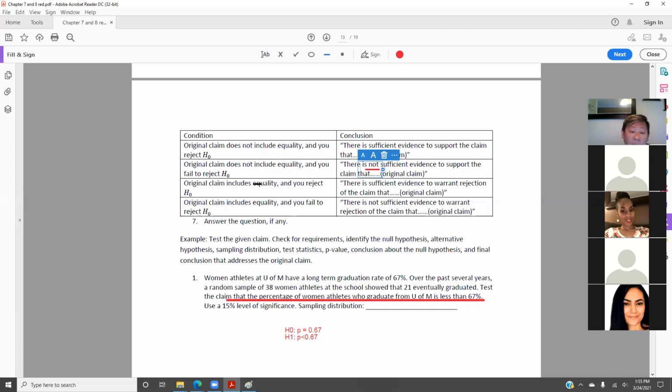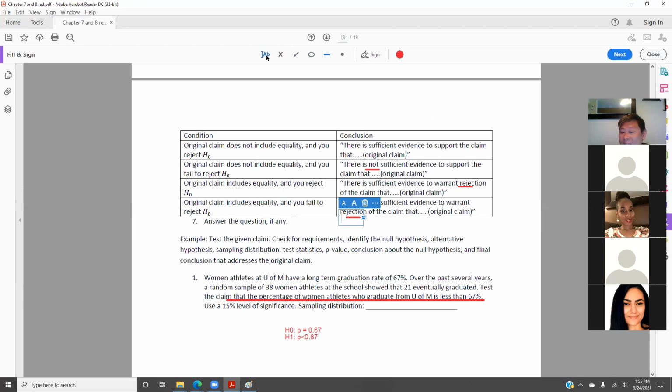Okay. If you have equality and you reject the claim, then there is sufficient evidence to warrant rejection. And if you have equality and you fail to reject, then there is not sufficient evidence to warrant rejection. So this is like a play on words here.